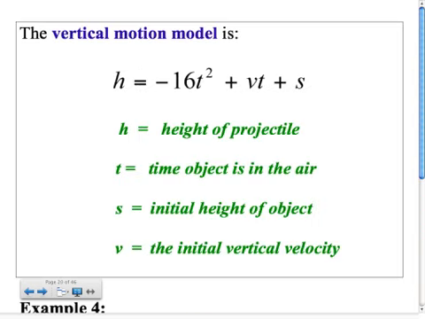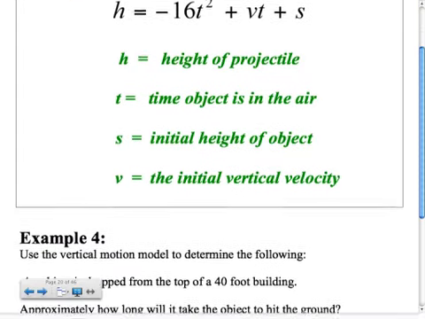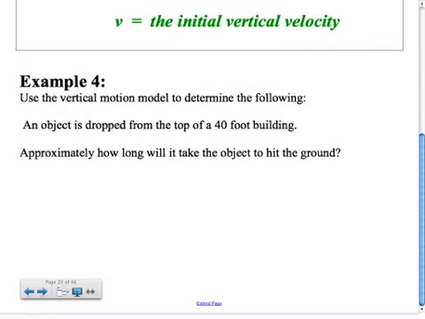All right, so vertical motion model, this is just something that we'll talk about. It's more of a science thing, but it says h equals negative 16t squared plus vt plus s, and it tells you right here, h is the height, t is the time, s is the initial height, and v is the initial vertical velocity. All right, so it says use the vertical motion model to determine the following. An object is dropped from the top of a 40-foot building. Approximately how long will it take the object to hit the ground?